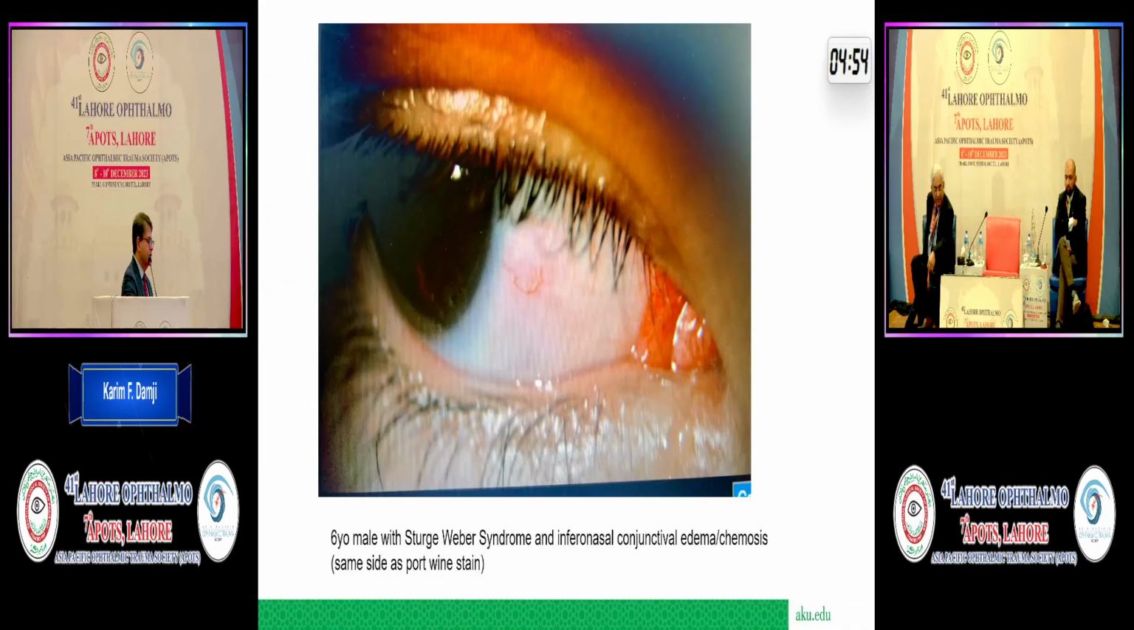antigenic response. Here's an interesting case where the patient had Sturge-Weber syndrome, a 6-year-old boy, and he started to develop in the last year or two conjunctival swelling nasally, only nasally.